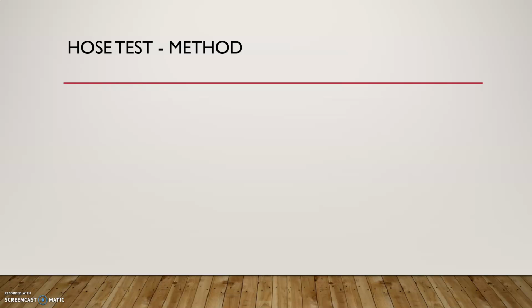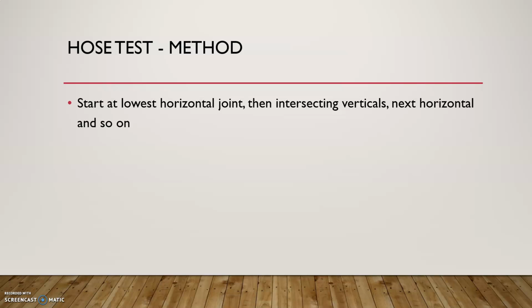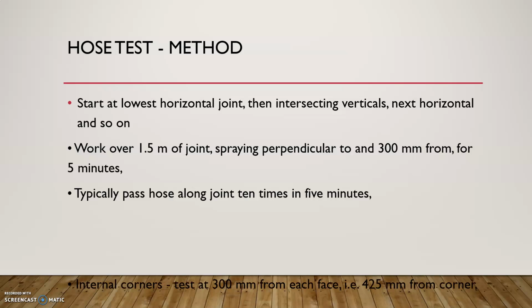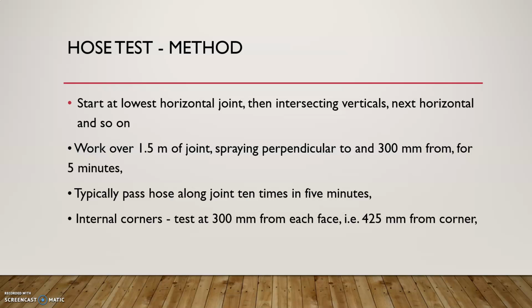Now we're going to look at the method of the hose test. You have to start at the lowest horizontal joint, then intersecting verticals, next horizontal, and so on. You should work over 1.5 meters of joint, spraying perpendicular to and 300 mm from it for 5 minutes. Typically pass the hose along the joint, 10 minutes in 5 times. Internal corners are tested at 300 mm from each face, i.e. 425 mm from the corner. Once you've done all these steps, if you don't find any leakage, then you move on.